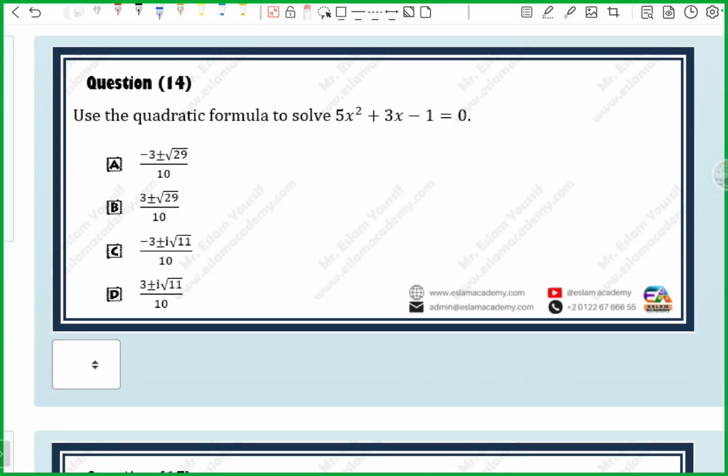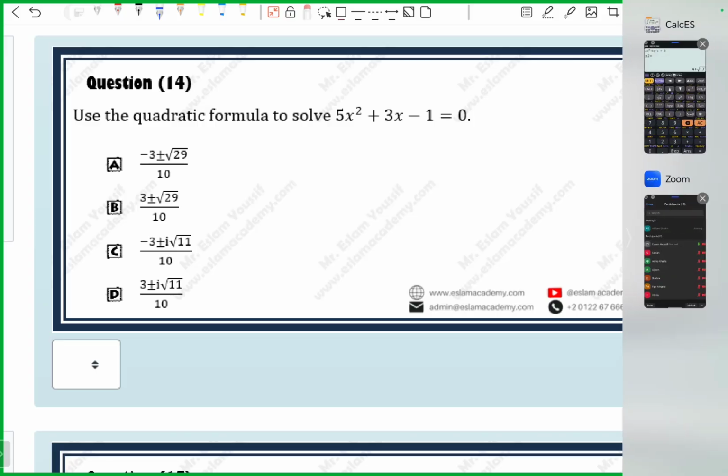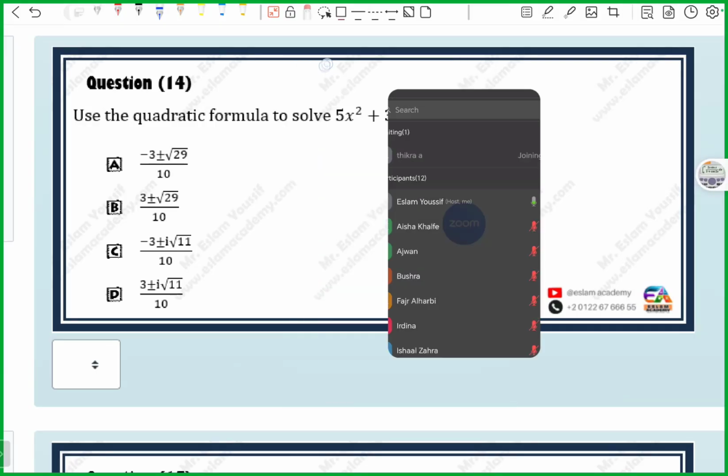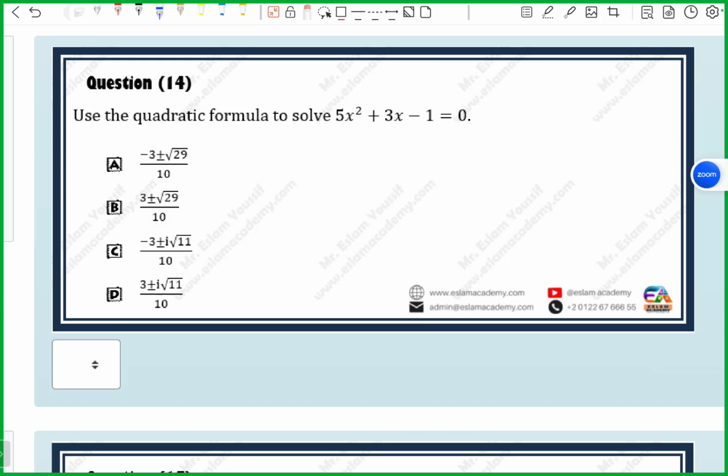Use the quadratic formula. You remember what is the quadratic formula? Yes. Negative b plus or minus the square root of b squared minus 4ac, all divided by 2a. Just by using substitution. Please, if you replace any number, please replace it inside the bracket. If the number is positive or negative, just write it without changing anything.